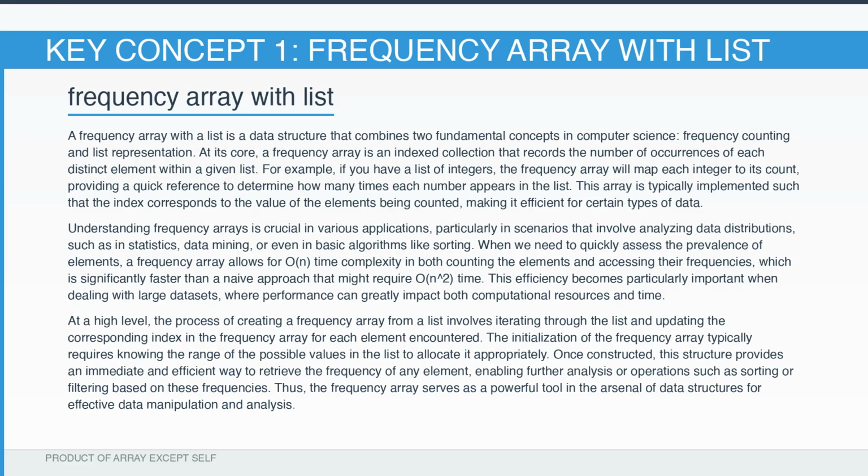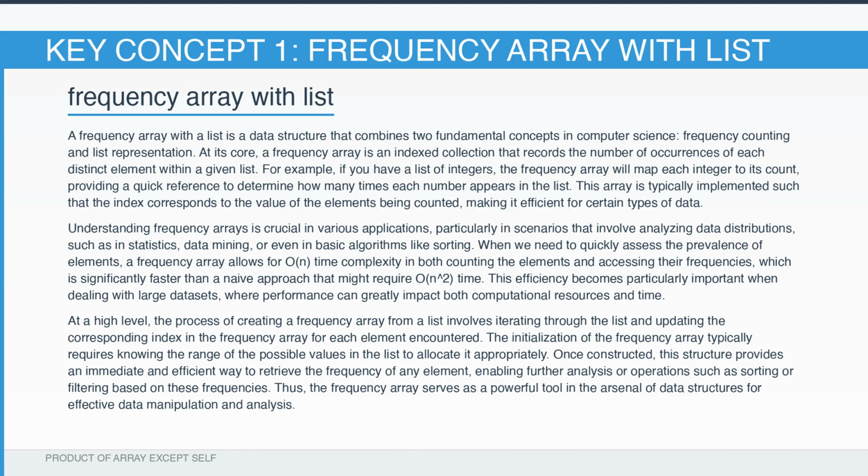A frequency array with a list is a powerful data structure that helps us count how often each element appears in a given list. Imagine you have a list of fruits: apples, bananas, and oranges. A frequency array would allow us to track how many of each fruit we have. For instance, if we have 3 apples, 2 bananas, and 1 orange, the frequency array would show these counts at their respective indices. This structure is particularly efficient because it allows us to count and access frequencies in O(n) time, meaning it scales well even with large datasets.